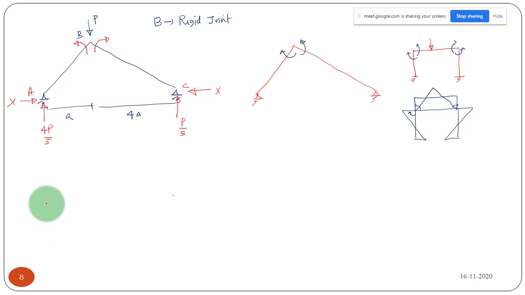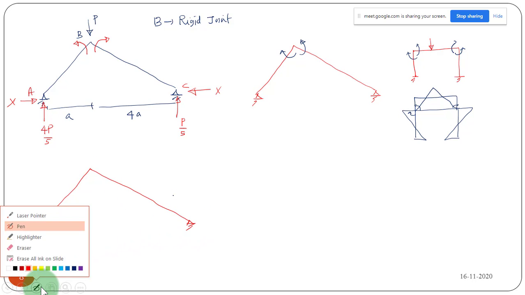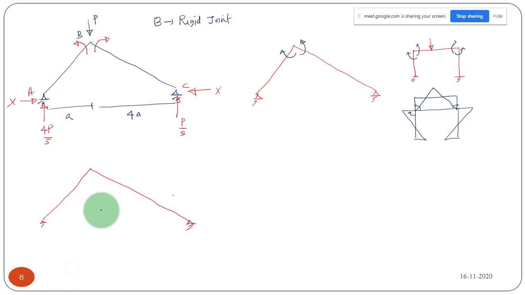Okay, so now my another question is, can you draw the deformed shape for this frame? The deformed shape by keeping that compatibility condition. What is the condition while drawing the deformed shape for a frame at the rigid joint? What should be the condition?